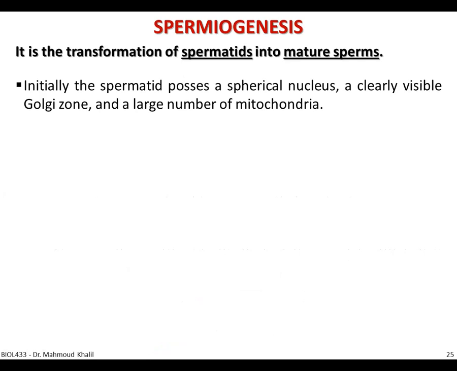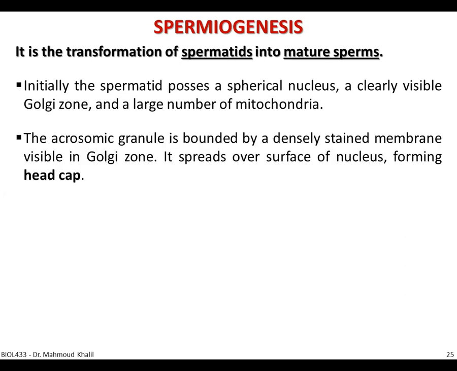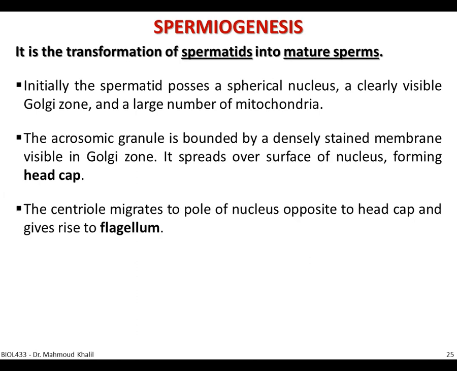So what about spermiogenesis? Spermiogenesis, as we said before, is defined as the transformation of the spermatids into mature sperm. So initially, the spermatid possesses a spherical nucleus, a clearly visible Golgi zone, and a large number of mitochondria. The acrosomic granules are bounded by a densely stained membrane visible in the Golgi zone, and it is spread over the surface of the nucleus, forming the head cap. The centriole migrates to the pole of the nucleus opposite to the head cap and gives rise to the flagella.